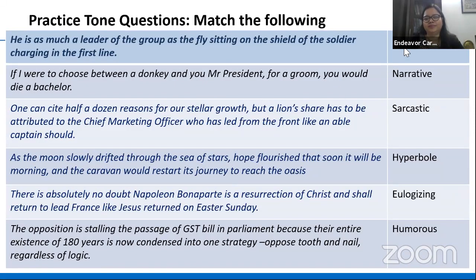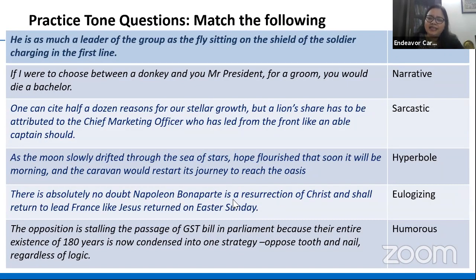Laudatory tone. But look at the fifth one. There is absolutely no doubt Napoleon Bonaparte is a resurrection of Christ and shall return to lead France like Jesus returned on Easter Sunday. I am comparing Napoleon Bonaparte with Christ, you know, God himself, resurrection of Christ.